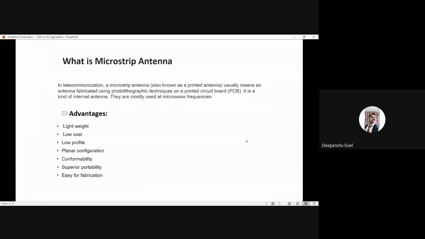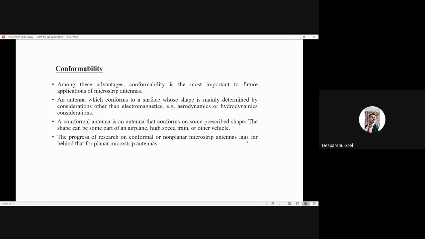So microstrip antenna is the most usable antenna in microwave frequencies. It has many advantages such as it is lightweight, it is low cost, so we can afford it. It is low profile, planar configuration, conformability. It has superior portability and is easy for fabrication. Conformability is one of the most important and highly used advantages of microstrip antenna. We know that a patch antenna can be conformed to any desirable shape we want.